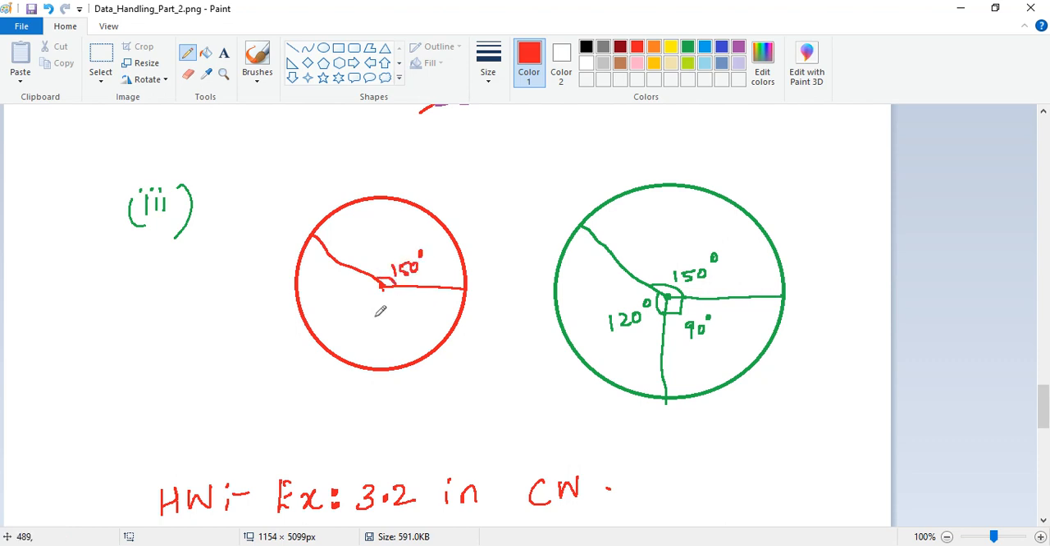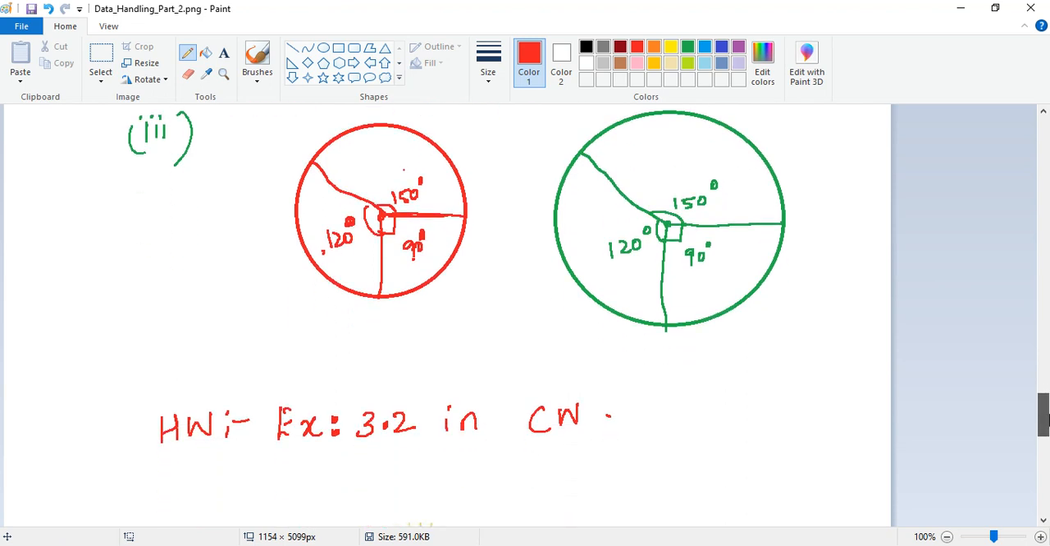Then you keep the protractor in an inverse, vertically opposite direction and draw 90 degrees. So this is 90 degrees. So the left out part will be 120 degrees. You can draw it any way, but you should have this kind of a combination. It's not necessary that 150 should be here, 90 here and 120 here, but the angle measurement should be correct. Okay, so you complete this exercise in your classwork.